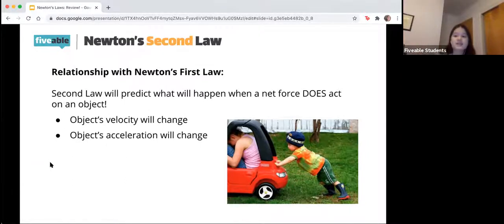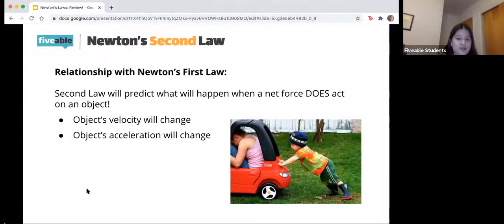An object at rest will stay at rest, or an object will stay in motion at a constant velocity, until an unbalanced force acts on it, right? So why are we talking about Newton's second law? Well, Newton's second law predicts what will happen when a force does act on an object. When we have that unbalanced force, the object's velocity will change and its acceleration will change, and that's where the equation comes into play.